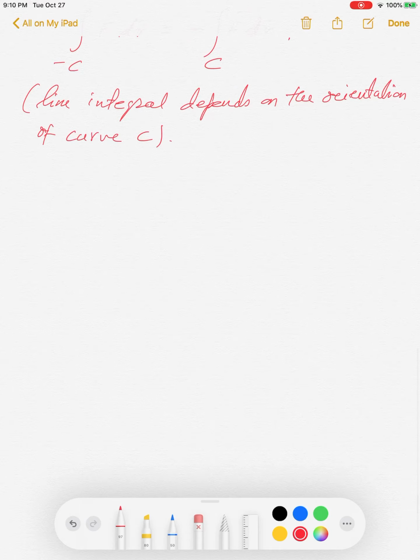Having said that, so that was a quick review. And now let's do some more problems. So let's do some problems on finding line integrals.